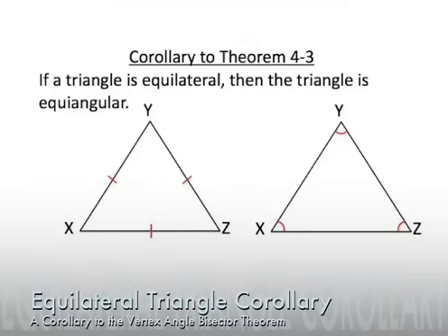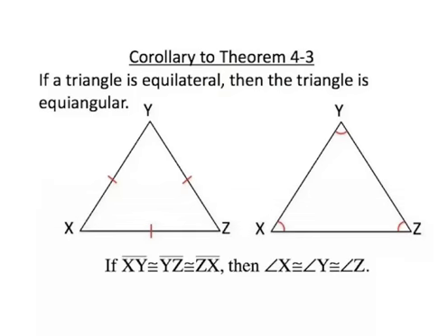So corollary to theorem 4.3 states if a triangle is equilateral, then the triangle is also equiangular. This is what it looks like. If segment XY is congruent to segment YZ, and segment YZ is also congruent to segment ZX, then angle X, angle Y, and angle Z are all congruent.